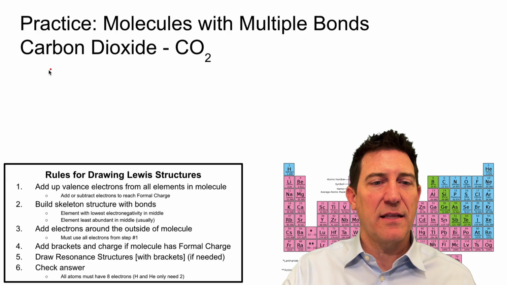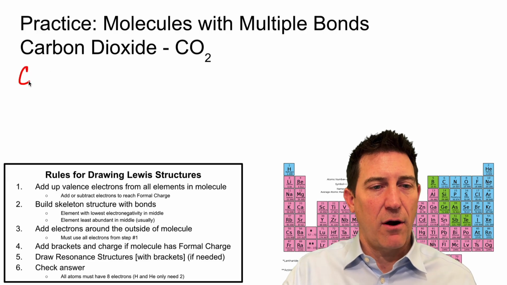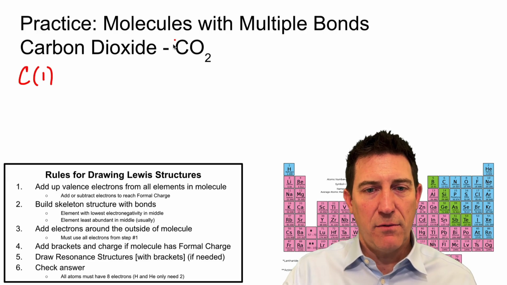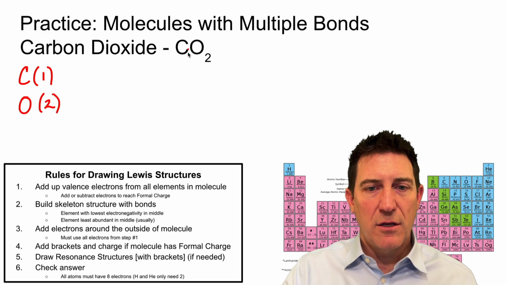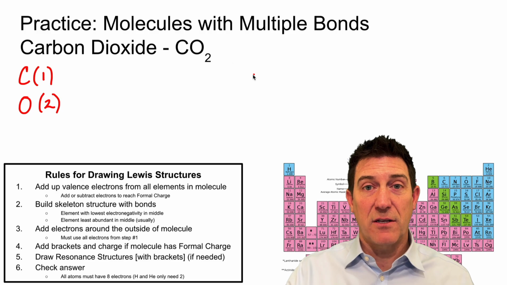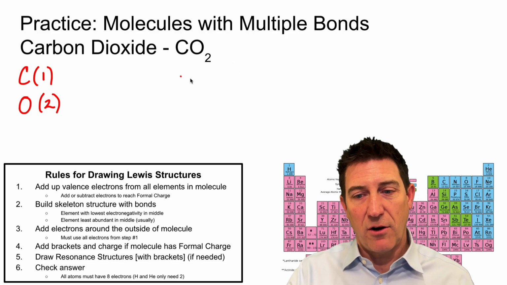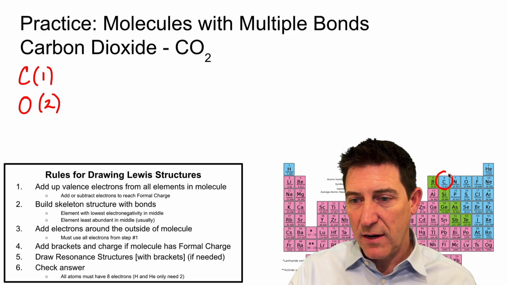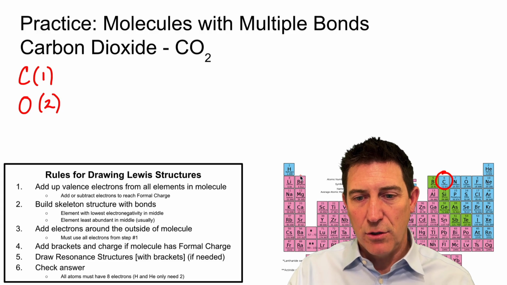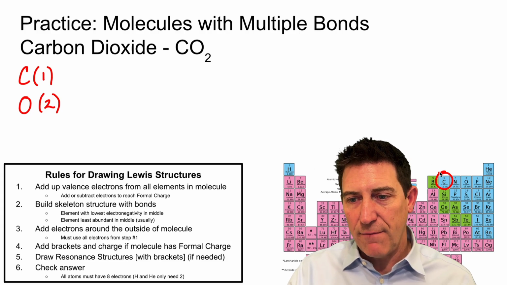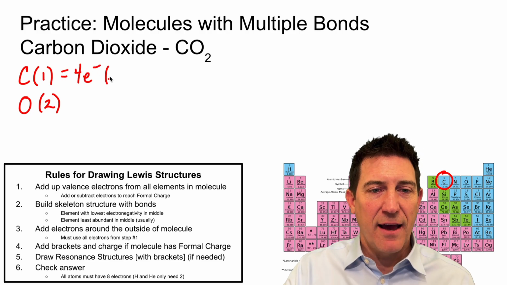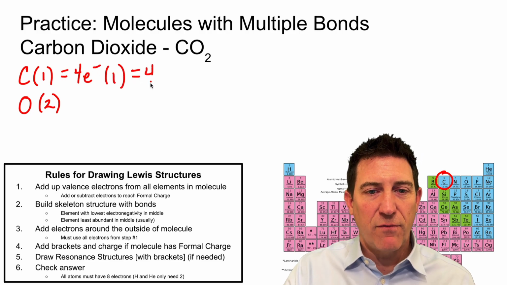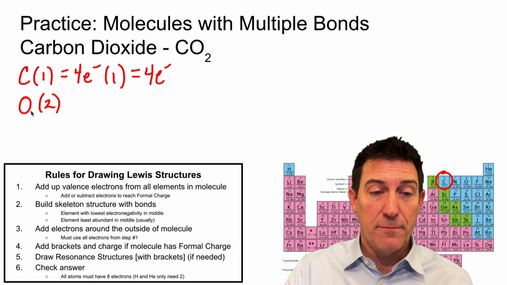Add up our valence electrons. We have carbon, 1 carbon right here, oxygen, 2 of those. So what we need to do is figure out how many valence electrons we have total. Let's find carbon on our periodic table. It's right here. It is in group 1, 2, I'm going to jump, 3, 4, which means it has 4 valence electrons. Times 1 carbon equals 4 valence electrons going to show up to our party from the 1 carbon.